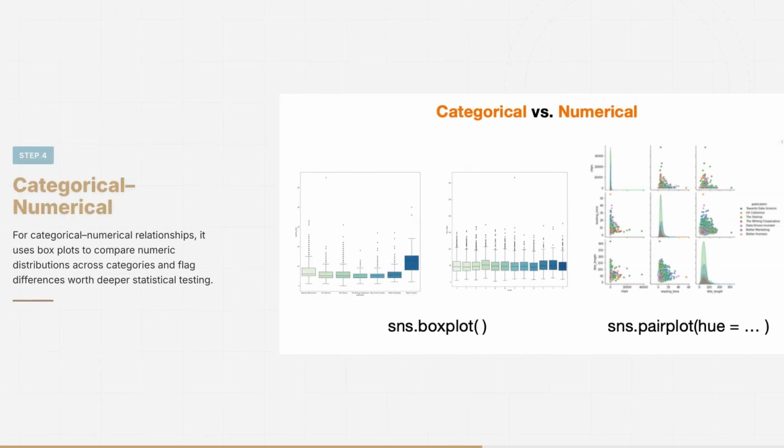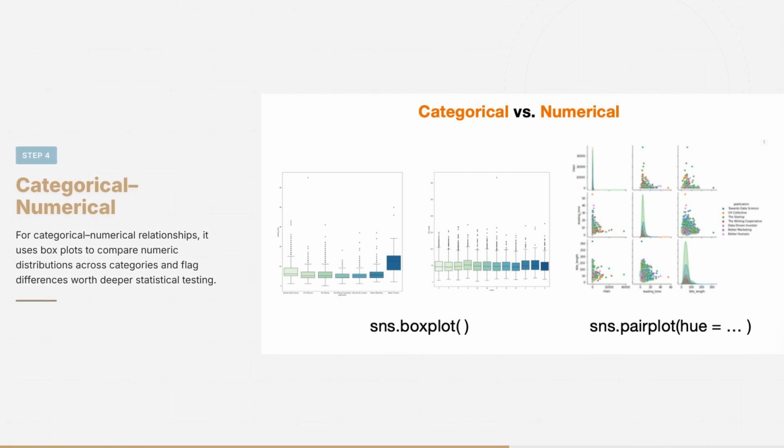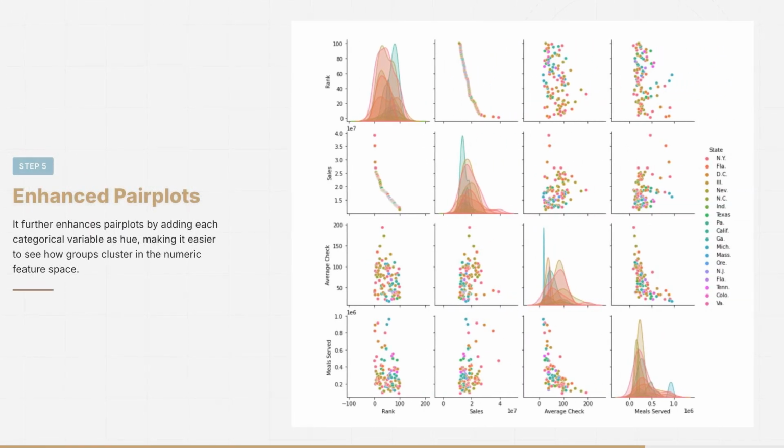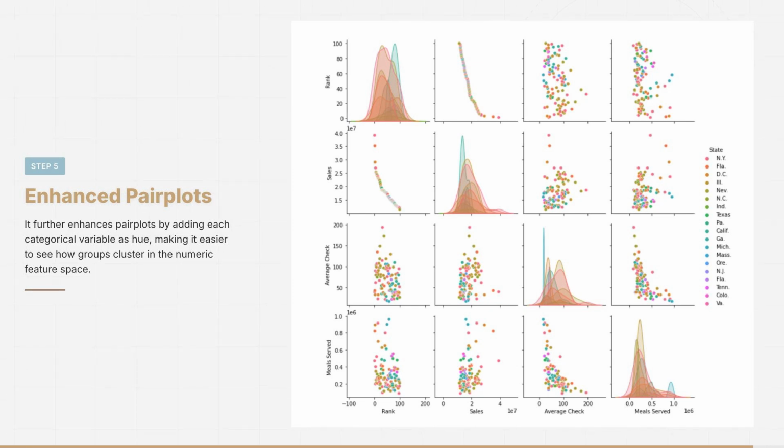For categorical-numerical relationships, box plots are useful to compare numeric distributions across categories and flag differences worth deeper statistical analysis. We can further enhance the EDA process of two numerical and one categorical features by using pair plots with categorical variables as hue, making it easier to visualize any potential clusters formed in the numeric feature space.